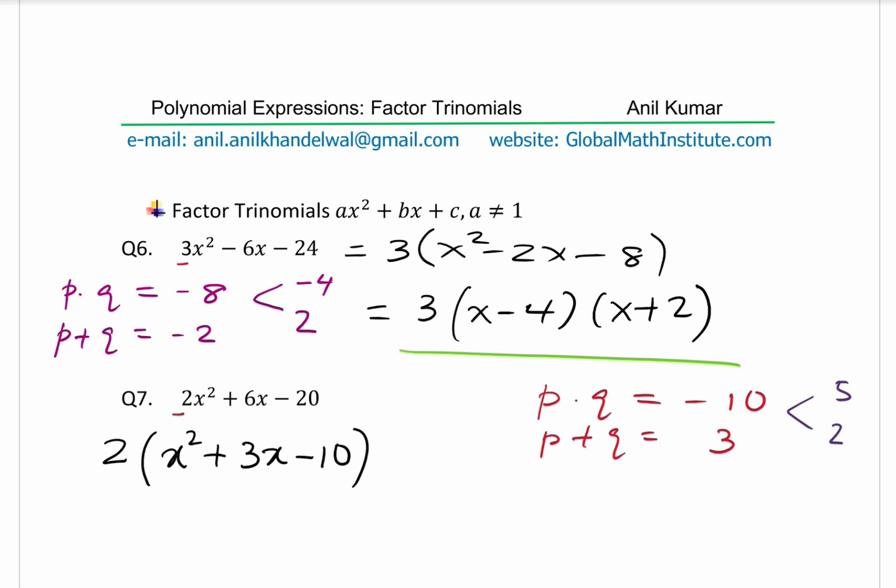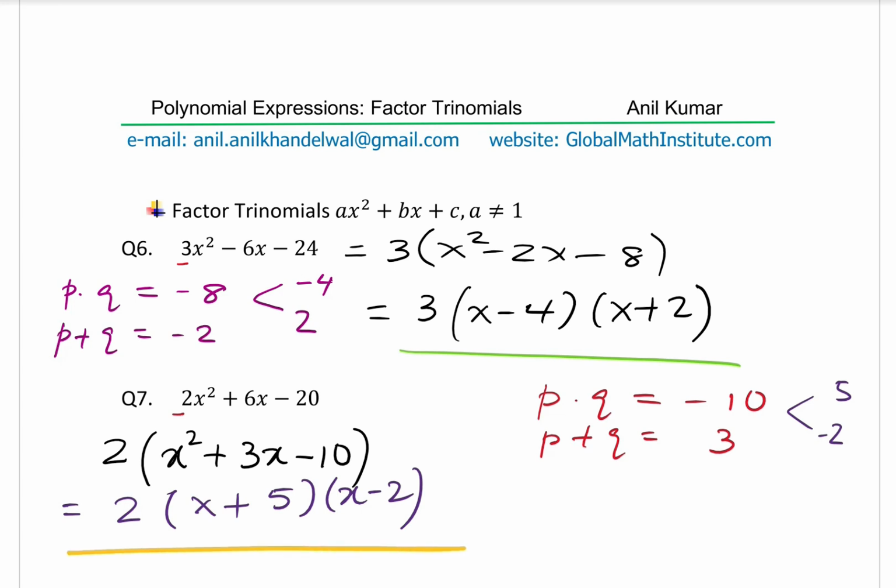Now, we need positive 3 as a sum. The product is negative. One number has to be negative. Perfect. So we could write this as 2 times x plus 5 times x minus 2 as our result. That is the answer. So what you need to do here is expand and verify.